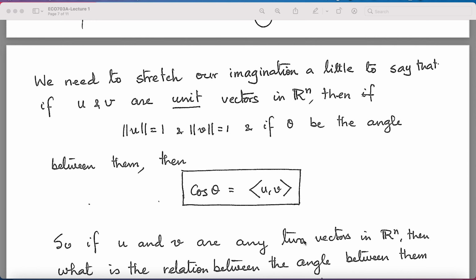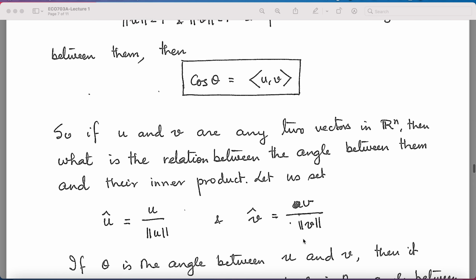Now, what happens if theta is the angle between two vectors of some given length, which need not be unit vectors? You can construct, out of a given vector u and a given vector v, two unit vectors by dividing them by their norms, basically 1 by norm u, assuming that these are non-zero vectors. If one of the vectors is the 0 vector, then obviously the inner product is 0.